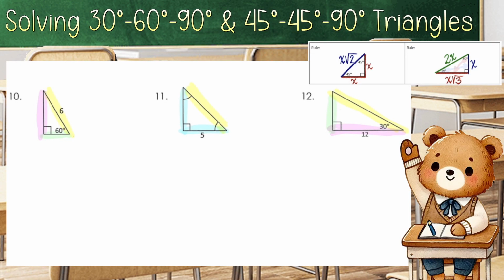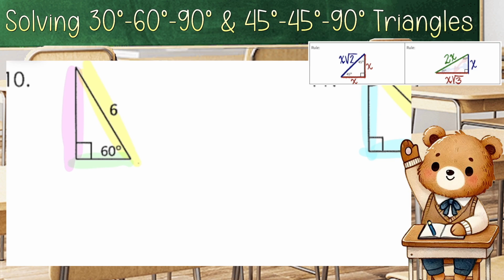Hey everybody, in this video we are looking at the next three examples, numbers 10, 11, and 12 in this set of practice problems for 30, 60, 90 and 45, 45, 90 triangles, also known as special right triangles. So I'm going to be less detailed in each of these videos. This one here, number 10, is a 30, 60, 90 triangle.